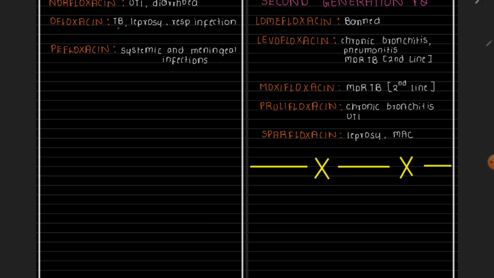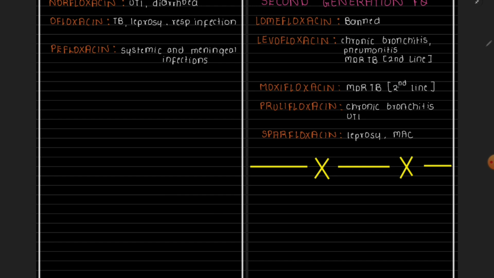Ofloxacin is given in cases of tuberculosis, leprosy, and respiratory infections. Pefloxacin is given in cases of systemic and meningeal infections. Alright, so now let us look at second generation fluoroquinolones. Lomefloxacin is banned. Levofloxacin is given in chronic bronchitis, pneumonitis, and multi-drug resistant tuberculosis. Moxifloxacin is given in multi-drug resistant tuberculosis.